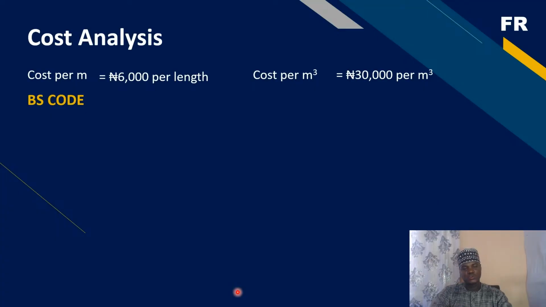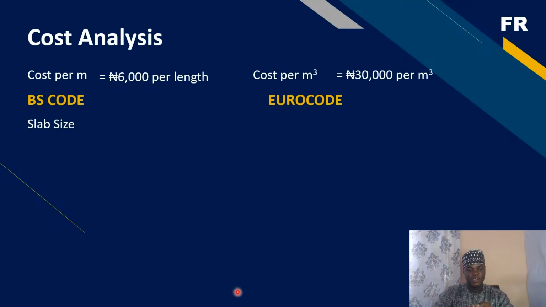So we are going to be having the cost analysis of the BS code on the left hand side and that of the Eurocode on the right hand side. So the first thing is the slab size. For the Eurocode, the slab that passed was 5 meters by 5.5 meters by 150.